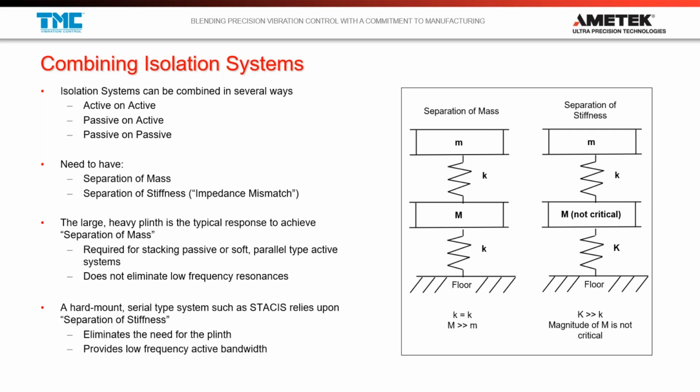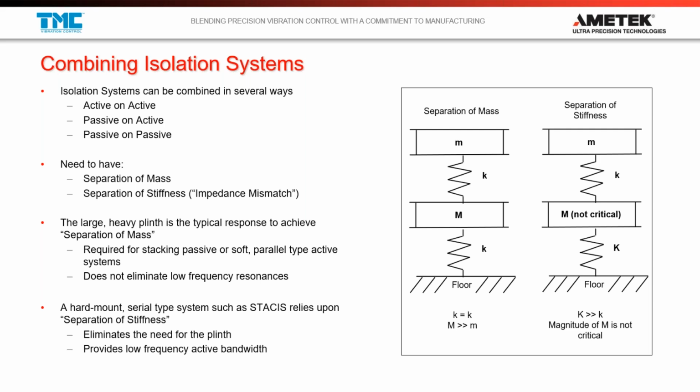So you can go ahead and stack an active system on an active system, and you can put a passive system on an active system, which we do all the time when we put a scanning electron microscope with its own internal isolators on top of a piezoelectric serial type system. But even if you wanted to, you can put passive on passive systems. And you have to achieve one of two criteria to make this happen: either a separation of mass or a separation of stiffness.